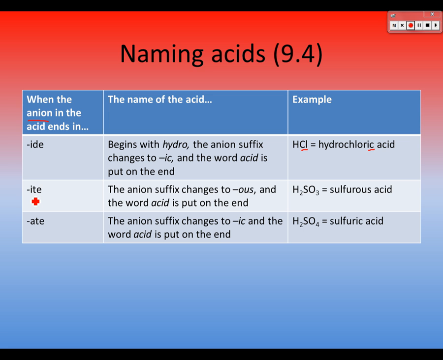If the anion ends in "ite", if you remember, SO3 is sulfite, then the anion changes to "ous", and the word acid is put on the end. So this is sulfurous acid. If the anion is "ate", and if you remember, SO4 is sulfate, the anion changes to "ic", and the word acid is put on the end. So it's very similar to "ide", except we don't start with hydro. And so this is sulfuric acid.